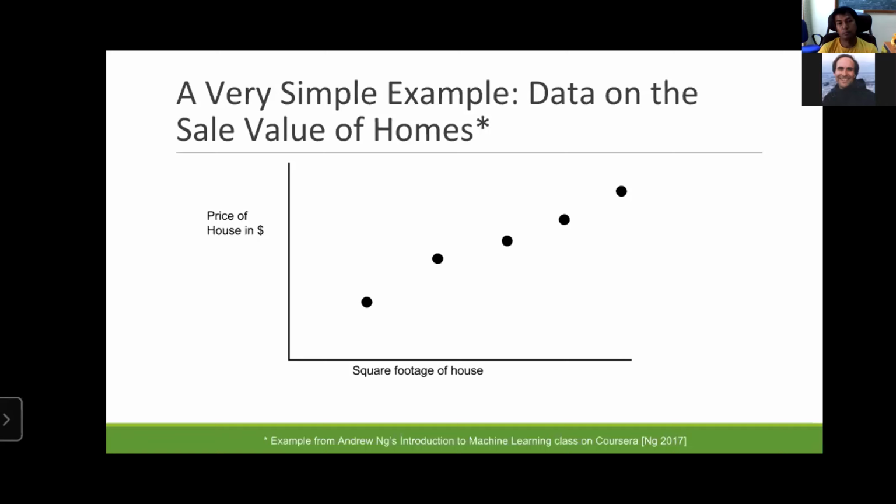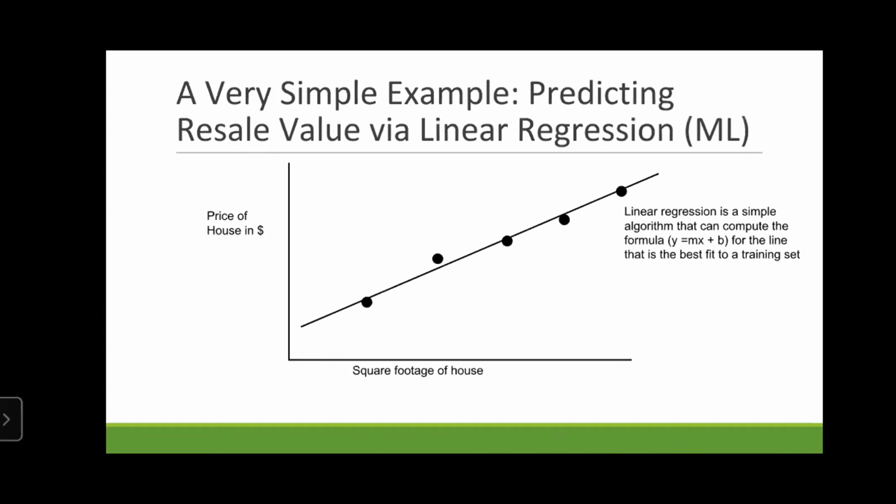A lot of people think of artificial neural networks as what machine learning is all about, and that is one technique, but only one of many. In Ng's class, he starts with a very simple example where we have a training set of data: the square footage of a house and the price of that house in dollars. As we look at it, it corresponds roughly to a linear model. So we can use linear regression to find the line, the formula y = mx + b, that is the best fit to the training set.